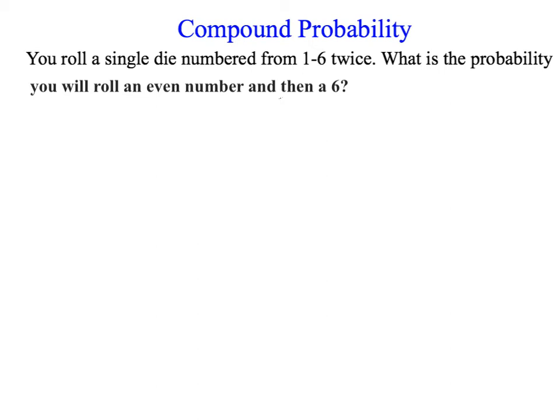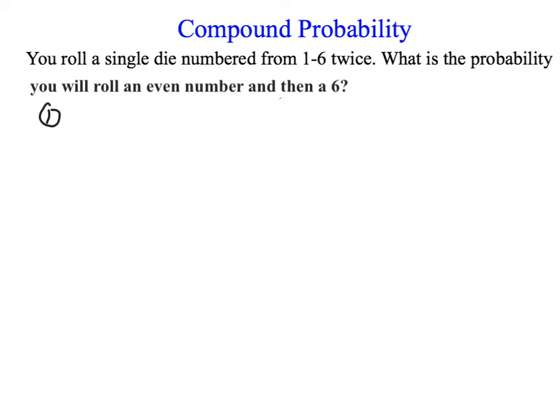So with this one, you roll a single die numbered from 1 to 6 twice. What is the probability you will roll an even number and then a 6? So again, the first thing I need to do is determine my sample space, which will tell me all the different possible outcomes that will happen when I roll a die 2 times. Even though this might take a couple minutes to list out all of the sample space, all the outcomes, it is so important that you do in order to make sure you can get these correct and see what's going on.